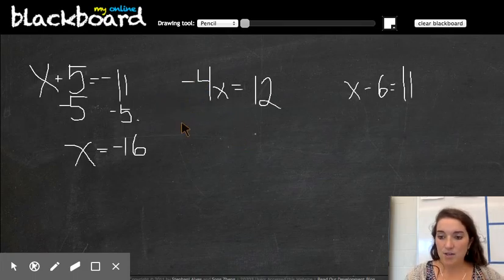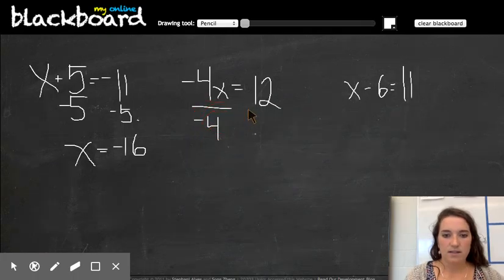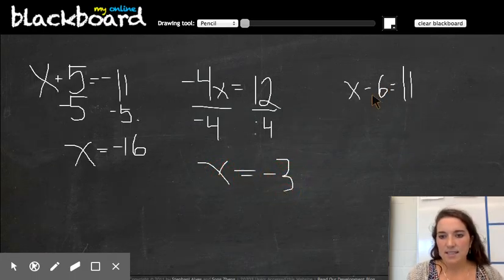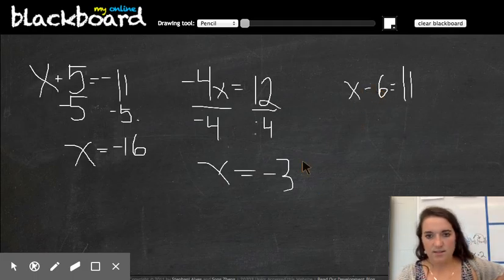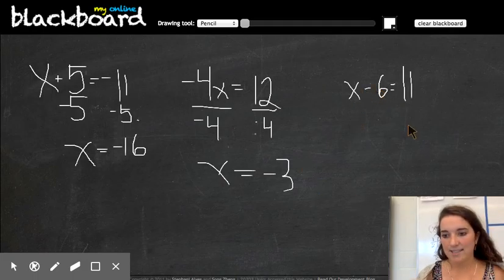This one, what operation are we doing? Multiplication. So how do we undo multiplication? Divide. When we divide, we'll get x equals what? Negative 3. Lastly, what operation are we doing here? Subtracting. I want you guys to actually finish up that one on your own.